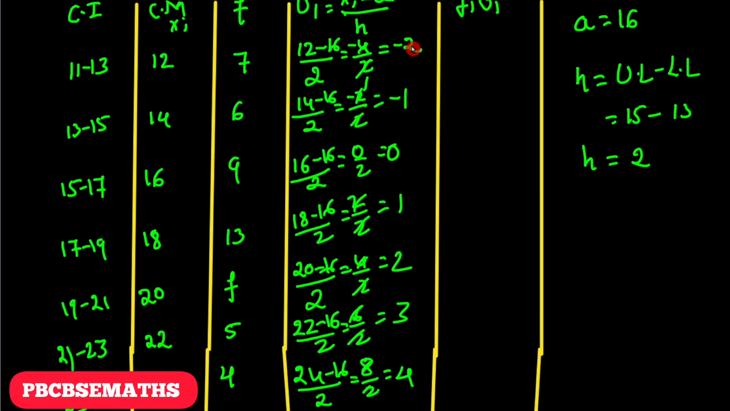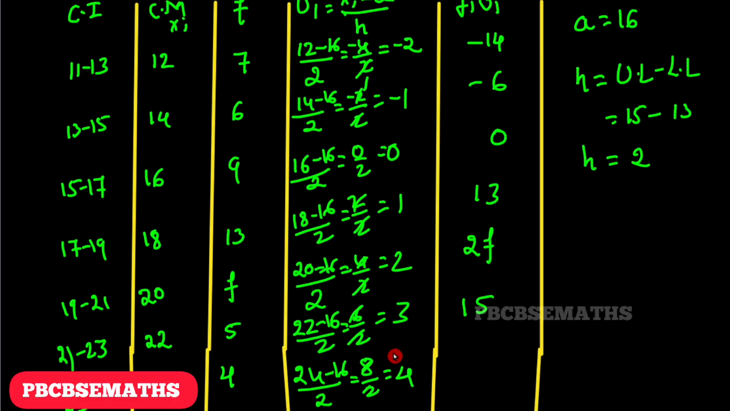Now let's multiply these ui values with the frequency. 7 into minus 2 gives us minus 14. 6 into minus 1 gives us minus 6. 9 into 0 gives us 0. 13 ones are 13. f into 2 gives us 2f. This is very, very important. Then 5 into 3 gives us 15. At last, 4 fours are 16.